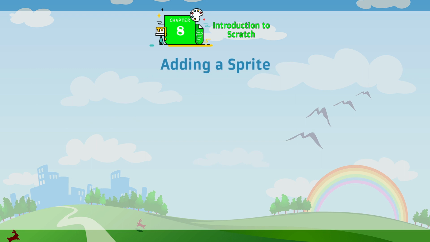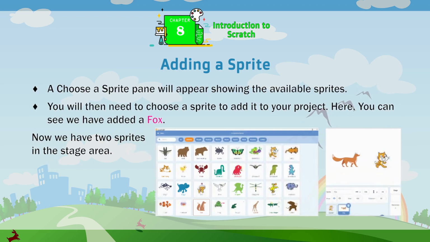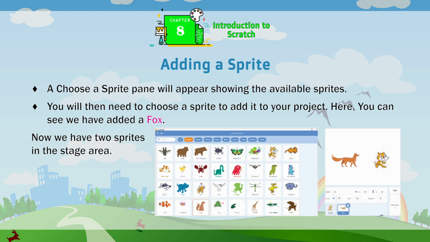Adding a sprite. When Scratch is opened, the default sprite is present in the center of the stage. Let's add another sprite to the stage area. To add a sprite, follow these steps. Click on Choose a Sprite from the Sprite Info pane. A Choose a Sprite pane will appear showing the available sprites. You will then need to choose a sprite to add it to your project. Here, you can see we have added a fox. Now we have 2 sprites in the stage area.